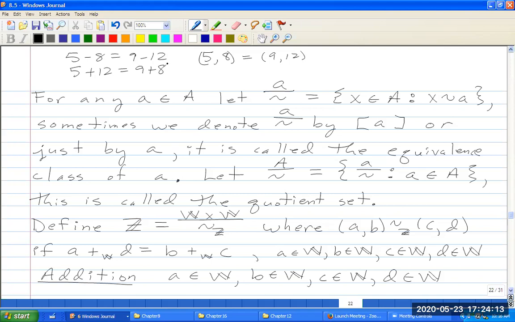Oh, okay. So I have that 5, 8 is the same as 9, 12 if 5 plus 12 is the same as 8 plus 9. So AB is the same as CD if A plus D, this plus this, is the same as this guy plus that guy, B plus C. So it's just saying that if you represented -3 in two different ways, they're the same. And so it's two different subtractions.